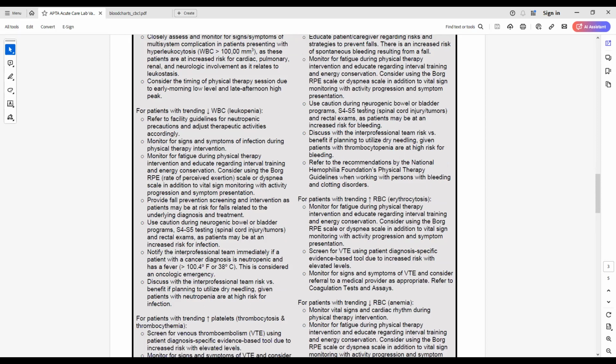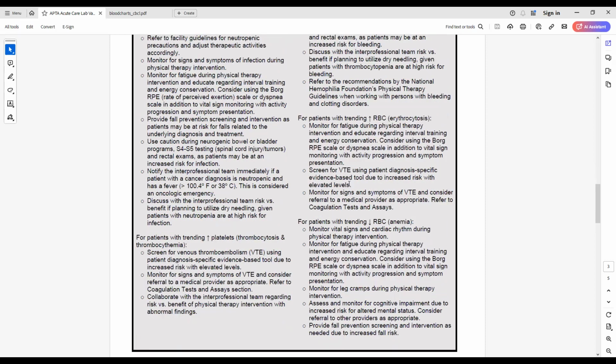Use caution during neurogenic bowel or bladder programs, especially S4 and S5 testing, spinal cord injury or tumors, and rectal examination, as patients may be at increased risk for bleeding. Discuss with the interprofessional team risk versus benefit if planning to utilize dry needling, given patients with thrombocytopenia are at increased risk for bleeding. Refer to the recommendations in the National Hemophilia Foundation's physical therapy guidelines when working with persons with bleeding and clotting disorders.